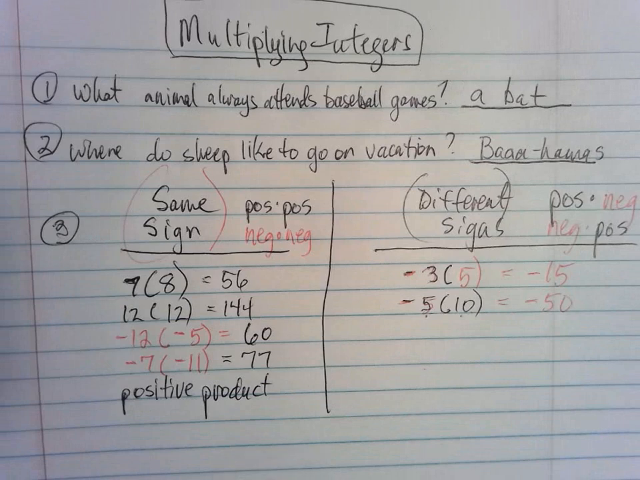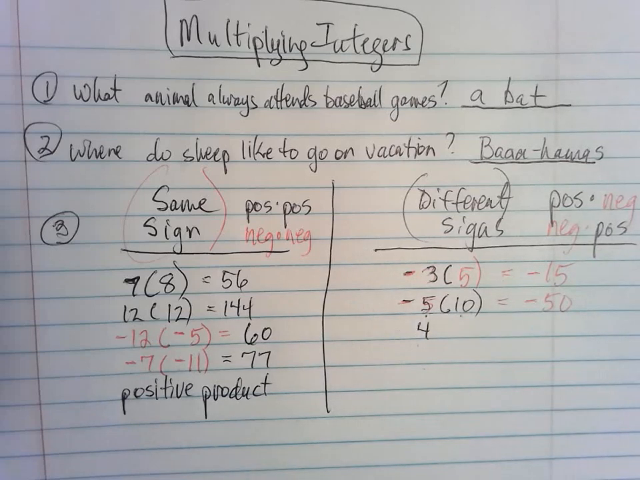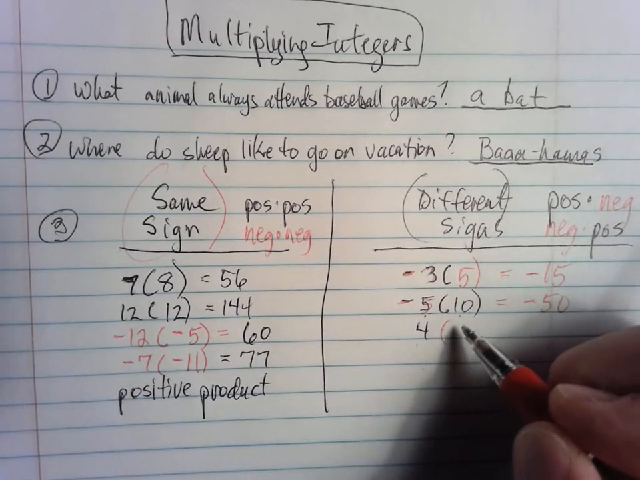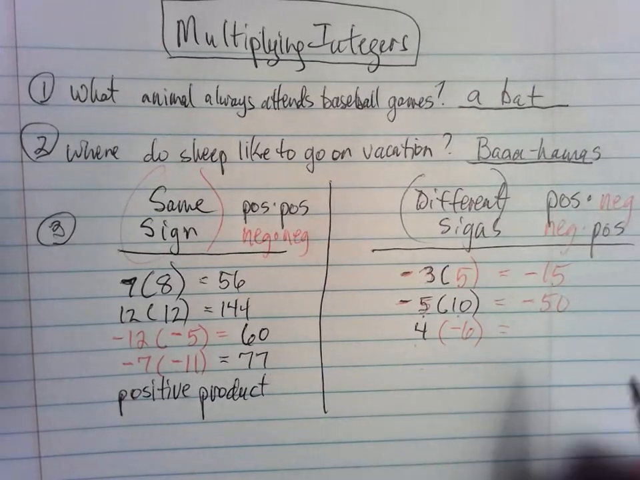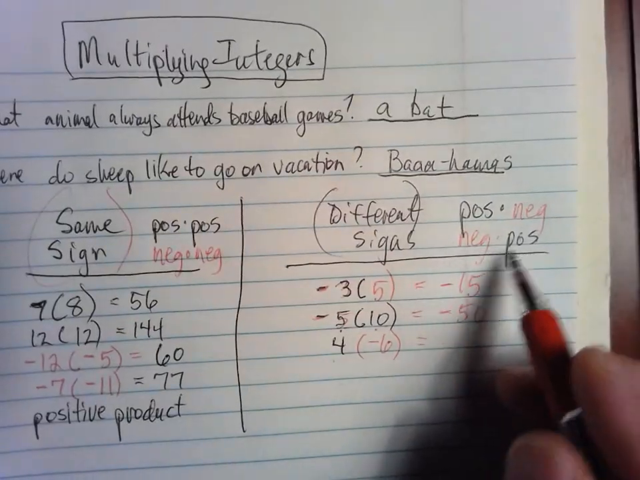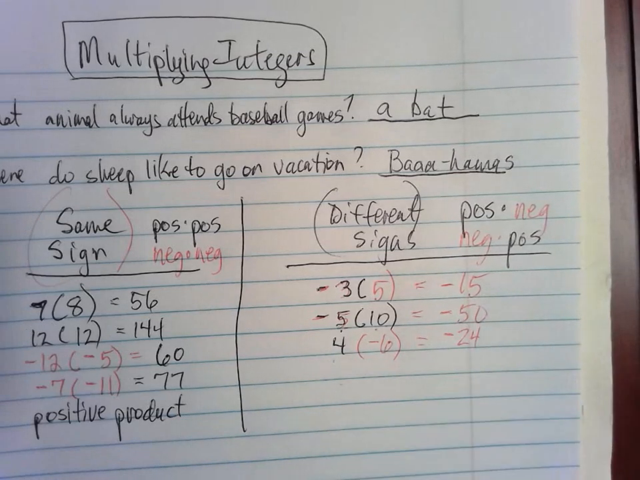Let's say we've got the positive number first. So let's say we did 4 times negative 6. Doesn't matter if the order changes, okay? If you've got one positive, one negative, you've got different signs. That's going to give you negative 24.